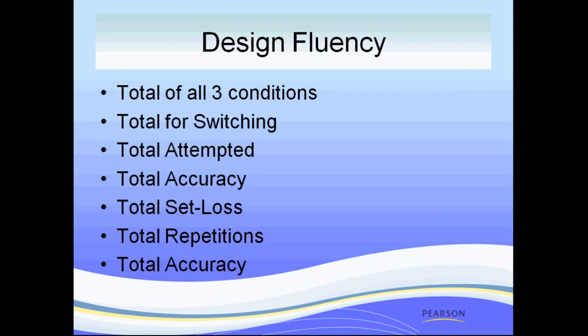Okay, so you get scores for all 3 conditions, total for just switching, total attempted. This is a really nice, I really like this. It's the amount of designs that they produce. So if you have a kid, they say, he doesn't try very hard. He's giving me 30 designs, and he's trying really hard. His accuracy was only 50%, which means he broke all the rules and couldn't pay attention to what he was doing, but hey, he was at least trying. So their accuracy score tells you how well they actualized, and it's a nice contrast, attempted versus accuracy.